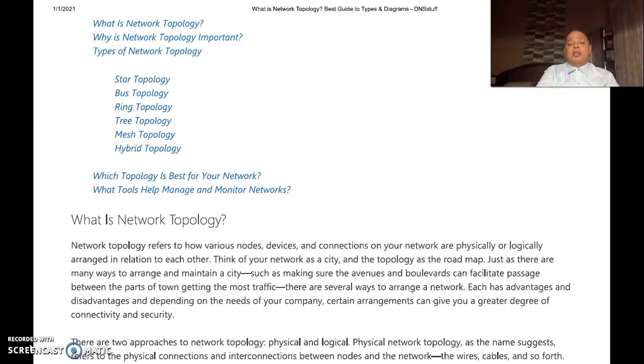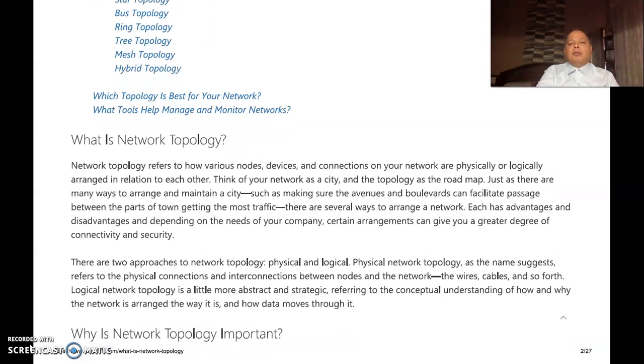Basically, there are two approaches to network topology. One is physical and the other is logical. So you might see on the screen that physical network topology refers to the physical connections and interconnections between the nodes and the network. The network consists of wires, cables, then network interface cards, and so many things. And how they are connected physically is all about the physical network topology.